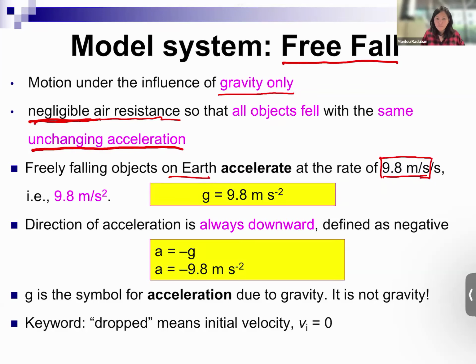Acceleration is a vector quantity, so it should have a direction. We know that the gravitational pull is always downwards, and therefore the direction will always be negative. So the gravitational acceleration will always be negative 9.8 meters per second squared.